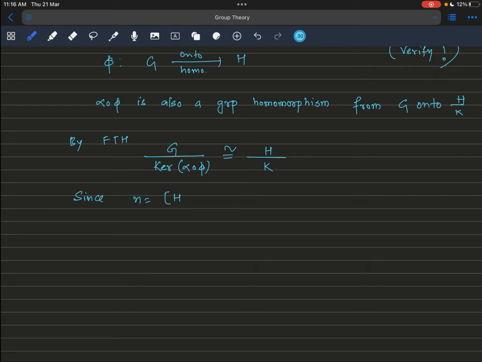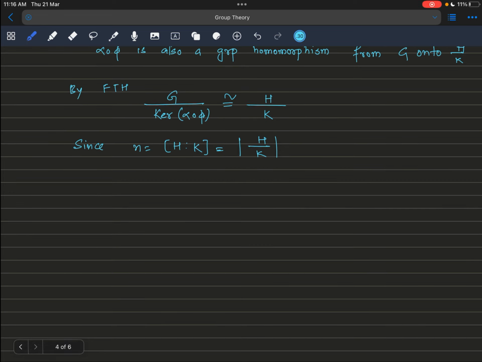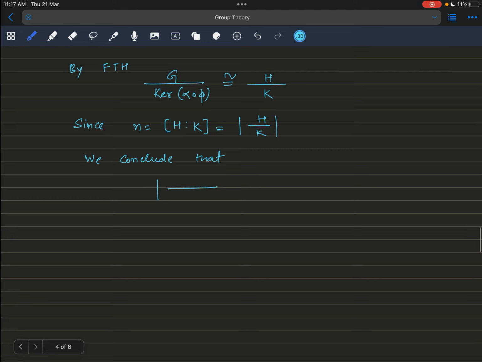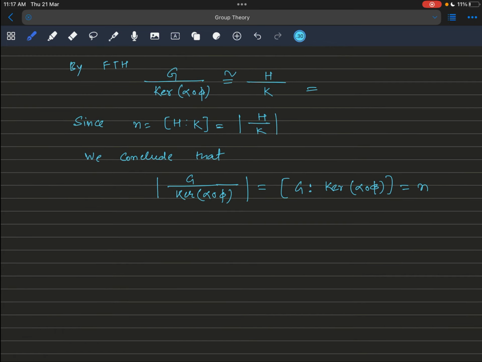Okay, and since we are given n equals this, which is nothing but, you can write, since both H and K are finite, we conclude that the order of this equals the order of this equals, okay, which is nothing but n. Why? Because these are isomorphic.